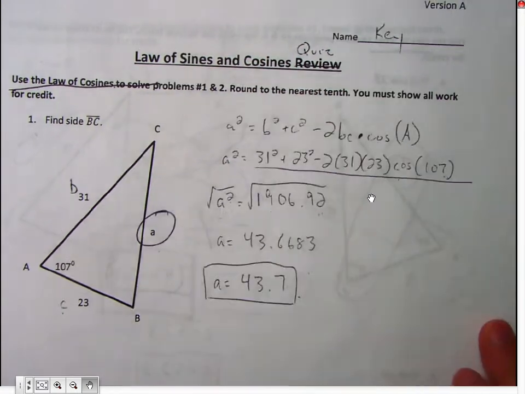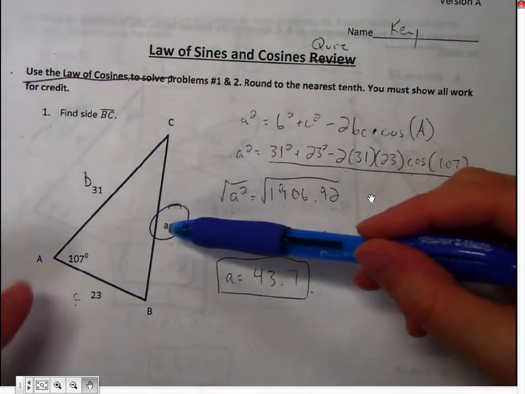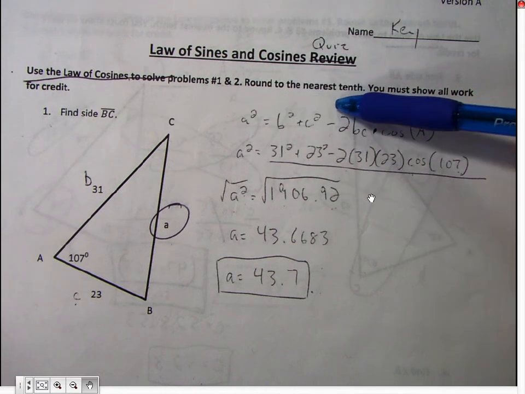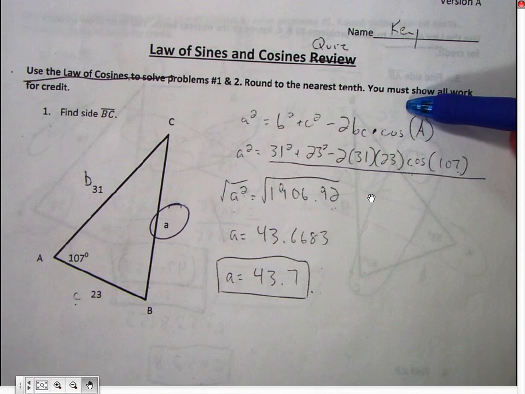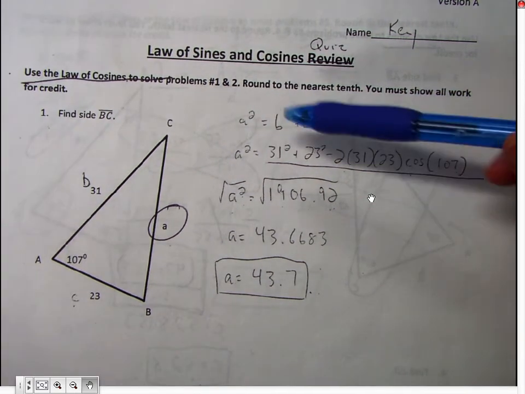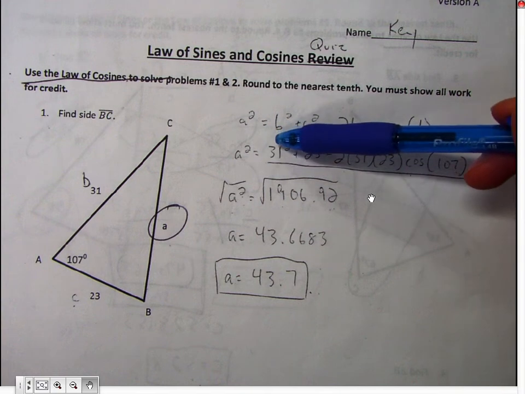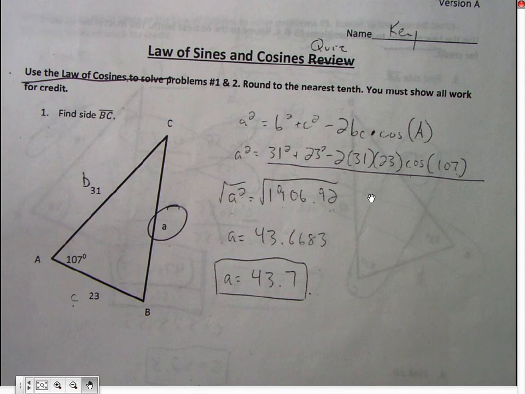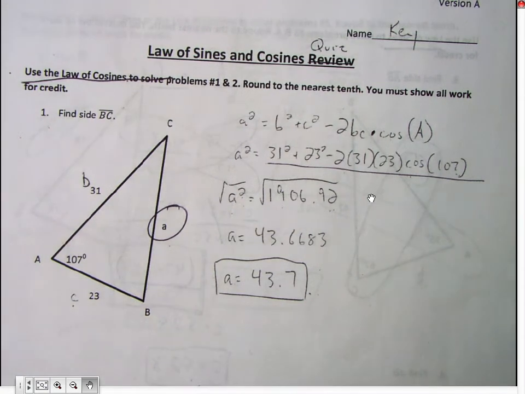So, for number 1, we're looking for little a, so that means we use a squared equals b squared plus c squared minus 2bc cosine A. These formulas are on the board, okay? So I plug in the numbers. A squared equals 31 squared plus 23 squared minus 2 times 31 times 23 cosine 107.